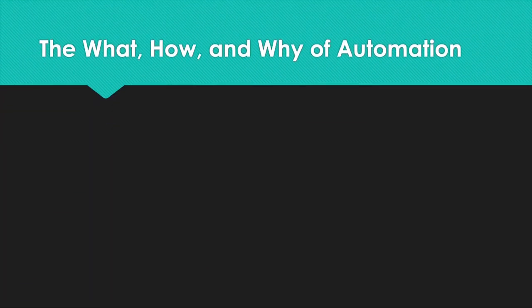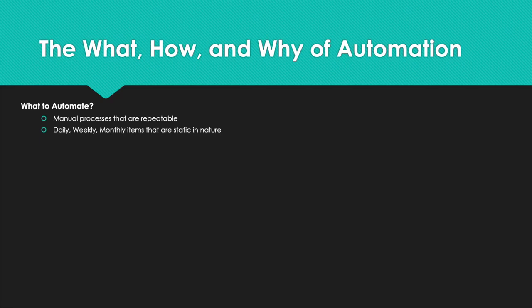Now let's talk about some automation essentials. The what, how, and why of automation. What do we want to automate? We want to automate manual processes that are repeatable, those daily, weekly, and monthly items that are static in nature, and tasks that have a high chance of causing issues if not followed exactly.